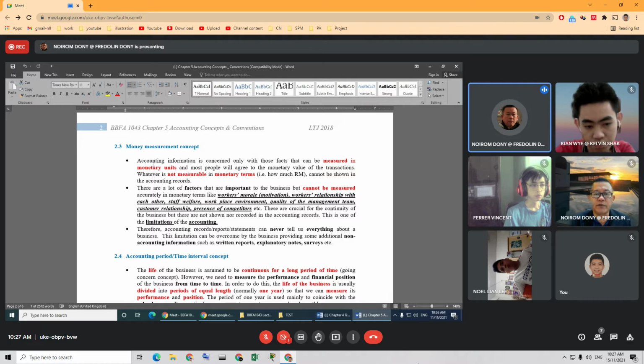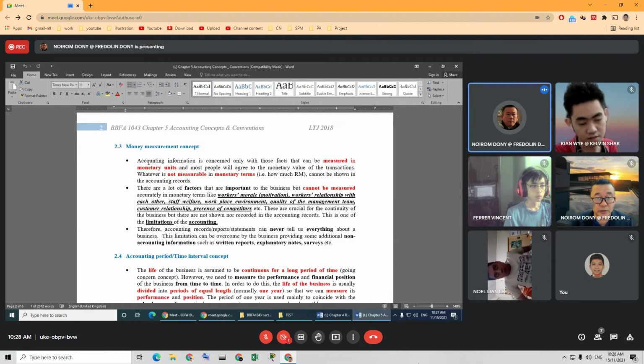Okay, there are a lot of factors that are important to the business but cannot be measured accurately in monetary terms, like workers' morale, motivation, workers' relationship with each other, staff welfare, workplace environment, quality of the management team, customer relationship, presence of competitors. These are all crucial for the continuity of the business, but they are not recorded in the accounting record. So this is one of the limitations of accounting.